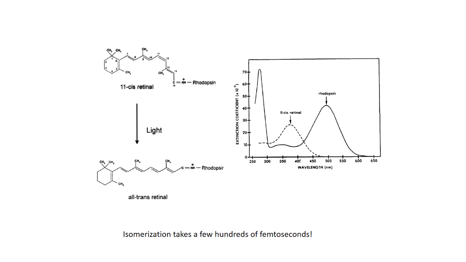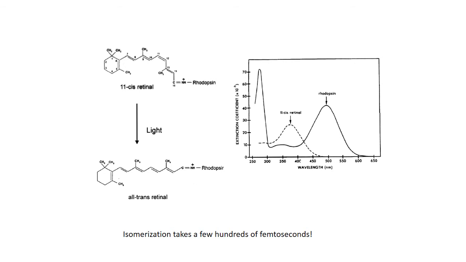And when light strikes 11-cis retinal, it can isomerize this 11-cis retinal to another conformation that we call all-trans retinal. And this reaction is very, very fast. The isomerization takes a few hundred femtoseconds.